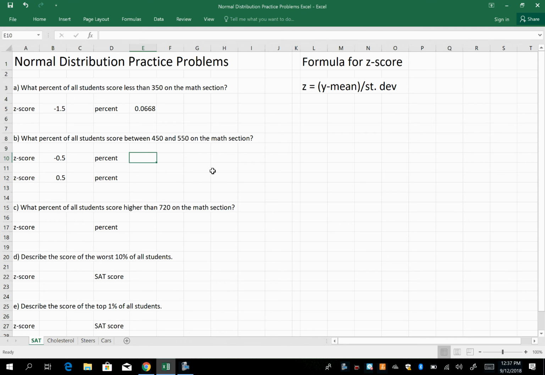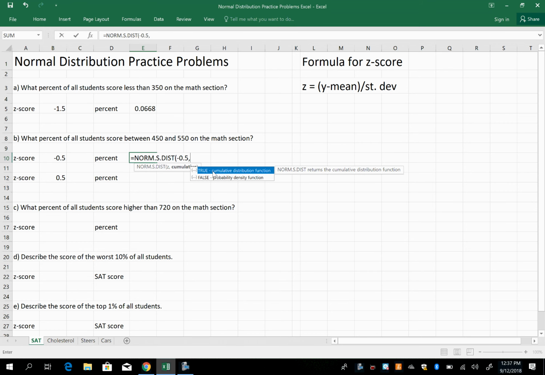I haven't even done anything yet, Pablo. All right, here we go. Equals. Remember what we typed in above? All caps, NORM, N-O-R-M. Dot S dot, and then go back to D-I-S-T. Open a parenthesis. What's the z-score for 450? Negative 0.5. Comma.